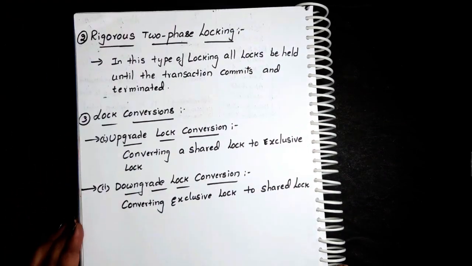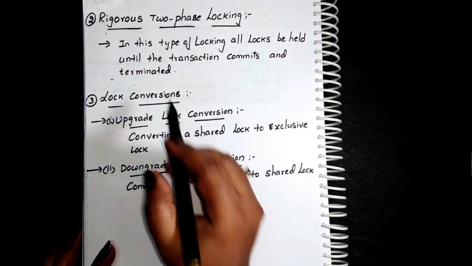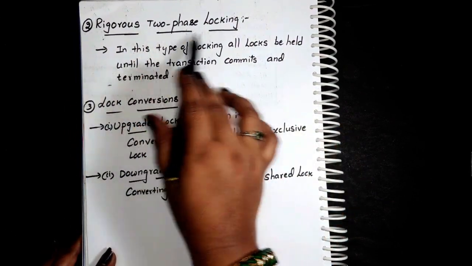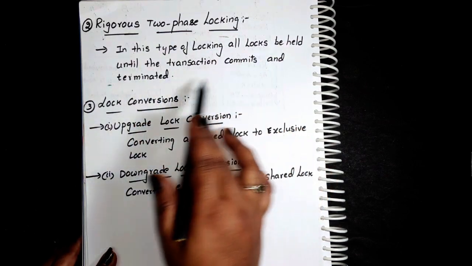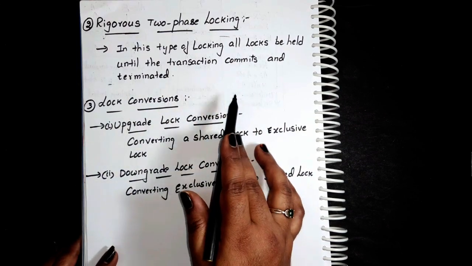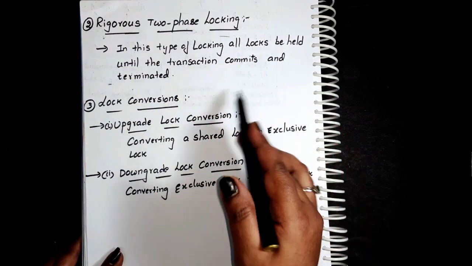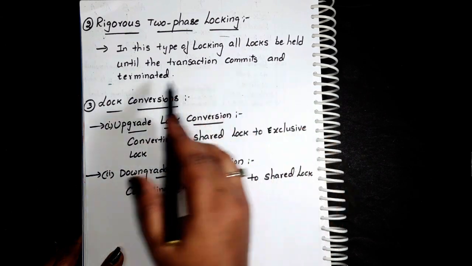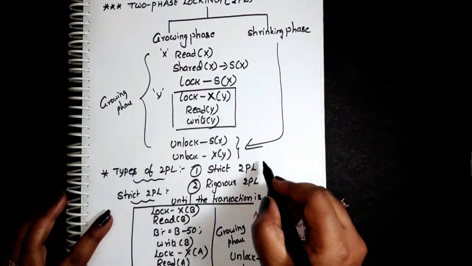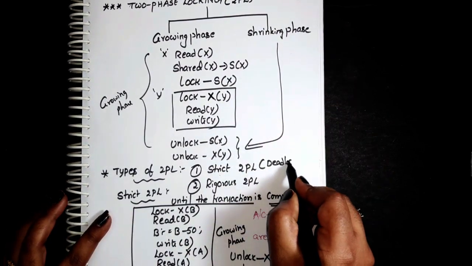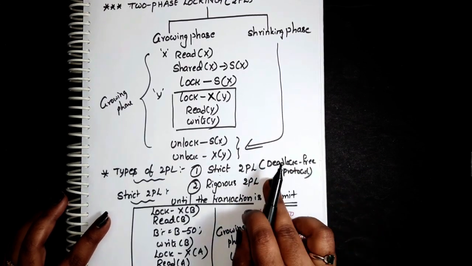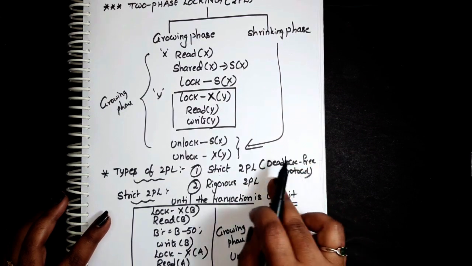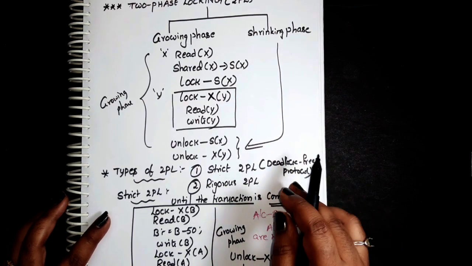Next, the second type of locking is called rigorous two-phase locking. In rigorous two-phase locking, you place all the locks until the transaction commits, and finally the transaction is terminated. You continuously place all the locks, the transaction commits and is terminated. And one more thing: strict two-phase locking is called a deadlock free protocol. Why do we call it a deadlock free protocol? You already very well know what a deadlock is.